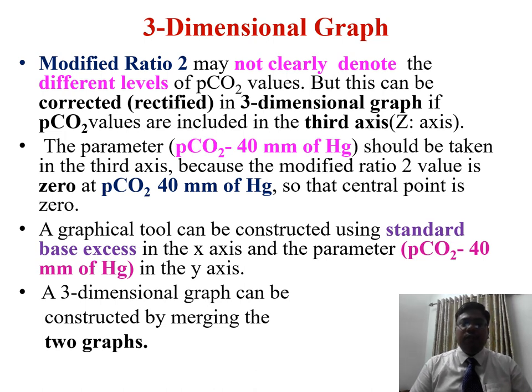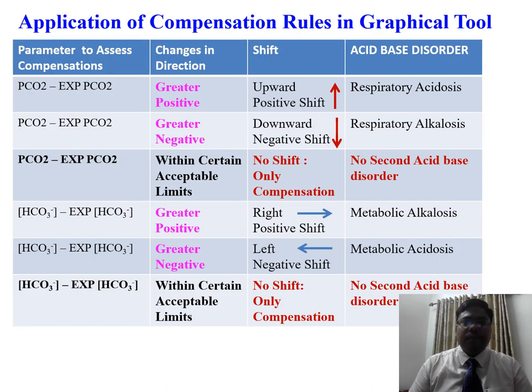So modified ratio may not clearly denote the different levels of PCO2. This can be corrected by taking PCO2 minus 40 as the third axis. So a graphical tool can be constructed using standard base excess and the parameter PCO2 minus 40. A three-dimensional graph can be constructed if you merge these two graphs. Application of compensation rules in graphical tool.